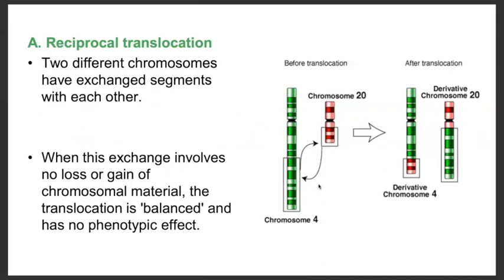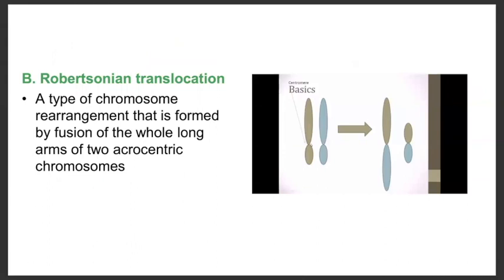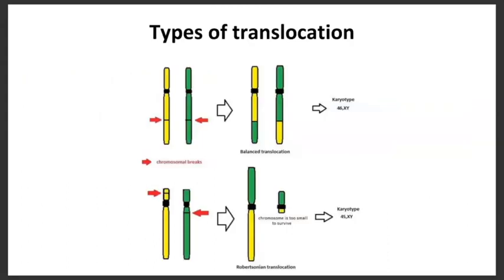So in reciprocal translocation, you have two different chromosomes that have exchanged with each other. A very good example of that is the reciprocal translocation of chromosome number 4 and chromosome number 20. When this exchange involves no gain or no loss of chromosomal material, the translocation is called balanced and has no phenotypic effect. Another type of translocation is the Robertsonian translocation, which is a type of chromosomal rearrangement that is formed by fusion of the whole long arms of two acrocentric chromosomes. Okay, this is an example of a balanced translocation.